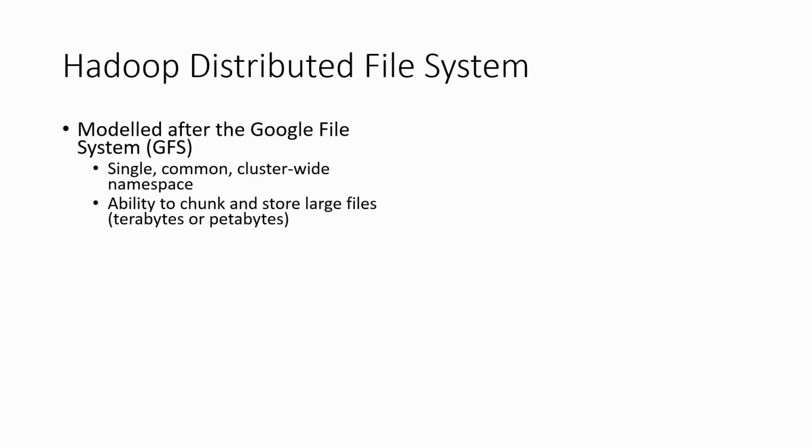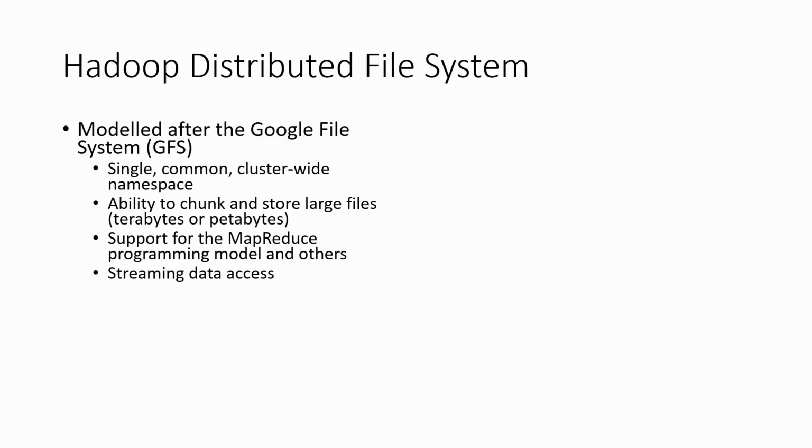The Hadoop Distributed File System and the Google file system both have the ability to chunk and store large files. And by large files, these could be single files that are terabytes or even possibly petabytes in size. These file systems have support for the MapReduce programming model and others, and we'll look into that in detail very shortly. They support streaming data access.